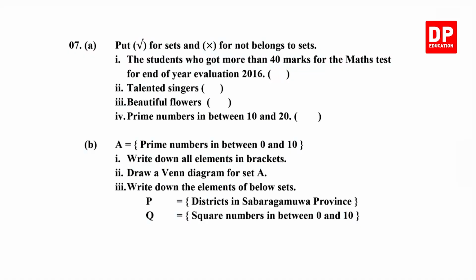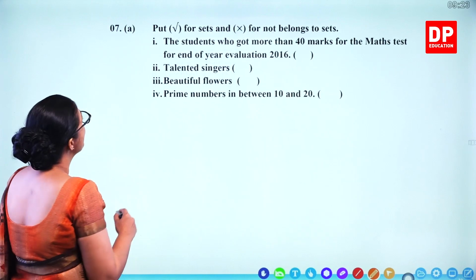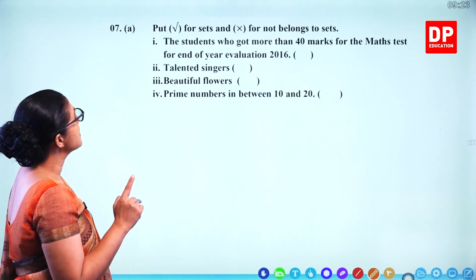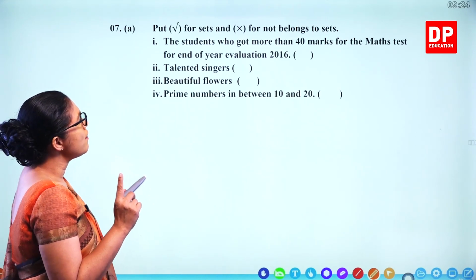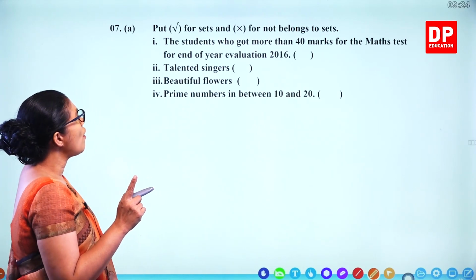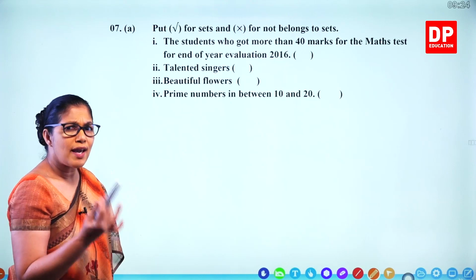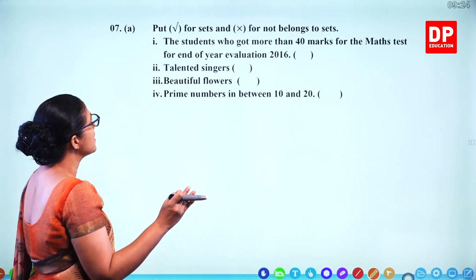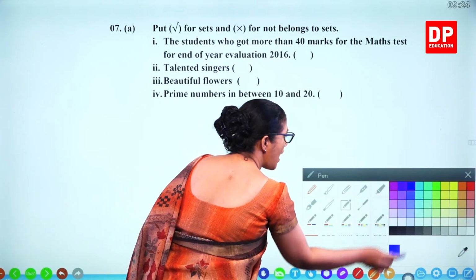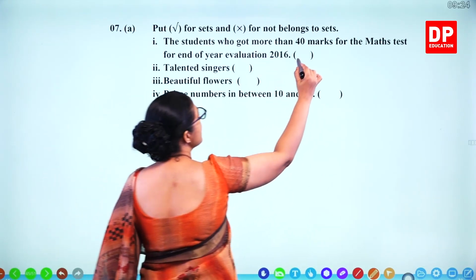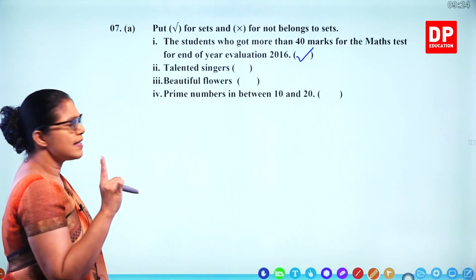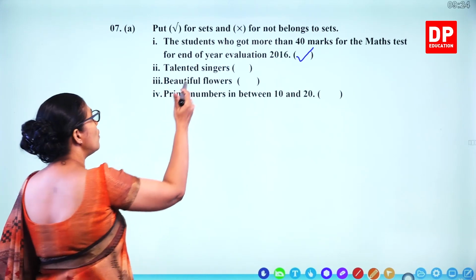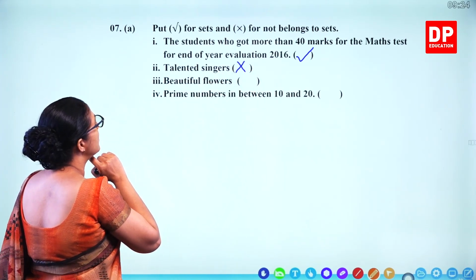Let's take the last question. Put correct sign for sets and cross sign for not belongs to sets. The students who got more than 40 marks for the maths test for end of year evaluation 2016. So we can find out who got more than 40 marks and we can identify the names of students. So that means it's a set. If you can identify the group, that's a set. Talented singers. We don't know who are talented. In many ways they can be talented. So that's not a set. We can't group the singers.